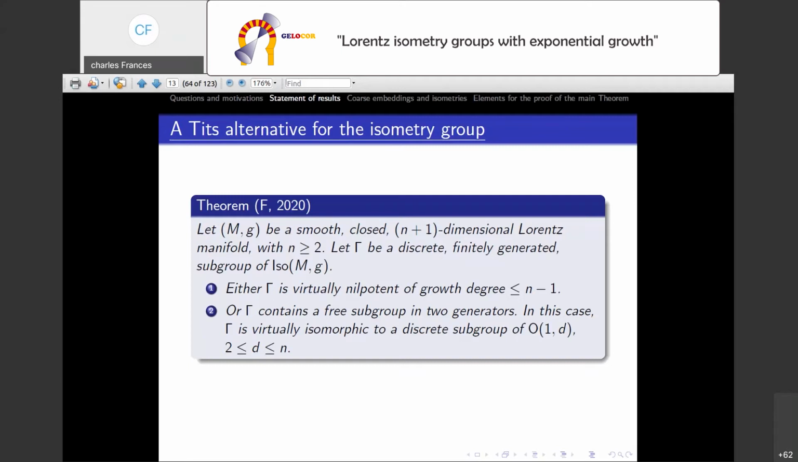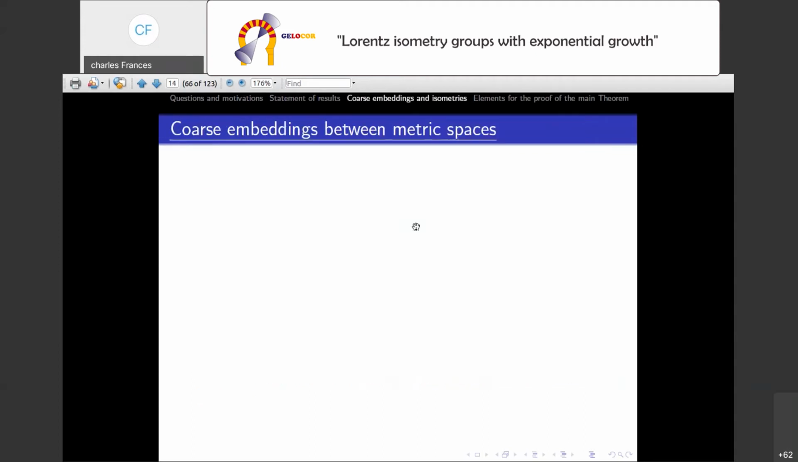Actually, you can prove a Tits alternative with the usual statement, but it would require some generalizations of existing theorems by Romain Tessera. I will put the theorem later, and it's not done yet. So the main tool to prove those theorems is the notion of coarse embedding that I will describe now.